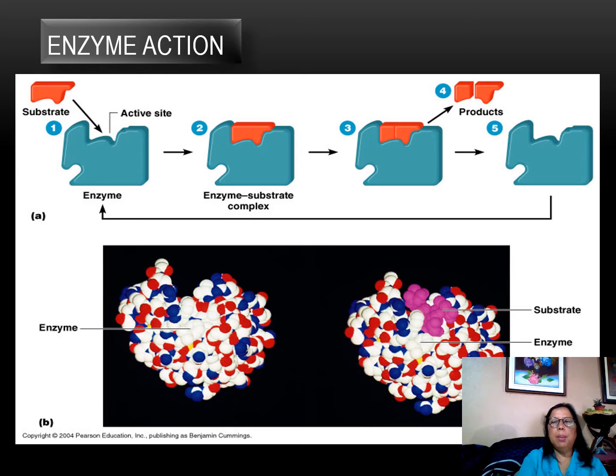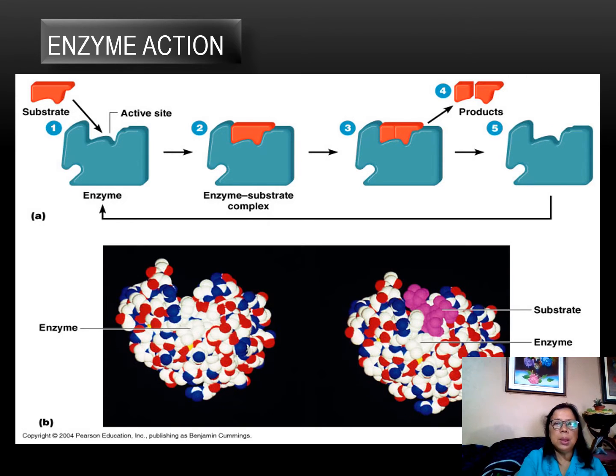Okay, at a macro level, you have here more illustrations of how the enzyme and substrate work. So here is the substrate. This is the substrate, and this is the enzyme. The substrate is the pink one. So this is the enzyme, and you have the substrate here.